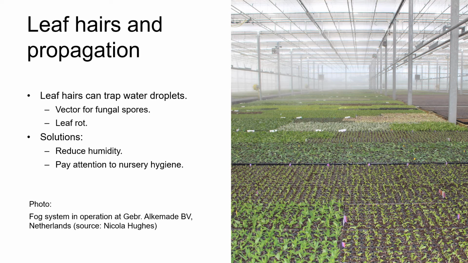In the greenhouse and nursery, though, the presence of these water droplets provides an ideal vector for waterborne fungal spores to be spread. They can also prevent gaseous exchange from taking place and cause the leaves to rot. So you may need to reduce humidity levels in the propagation environment for hairy plants and pay very close attention to nursery hygiene in order to reduce the risk of losing plants to fungal disease.